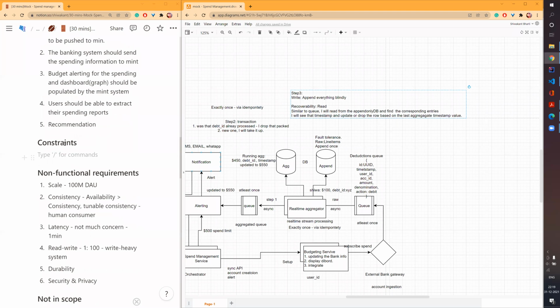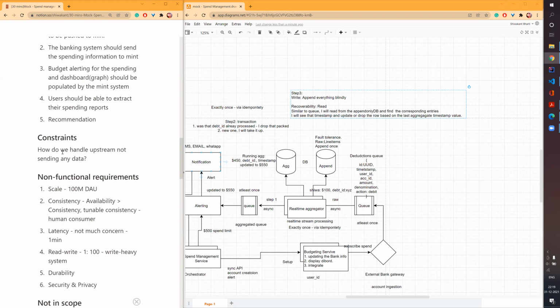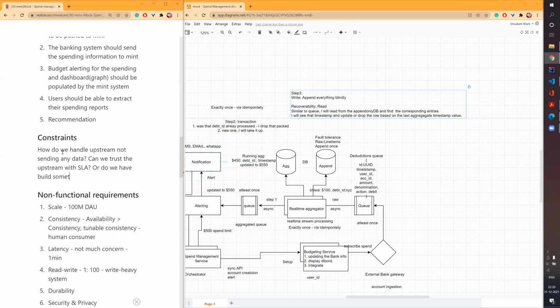So I definitely understand. How do we handle upstream not sending any data? Can we trust the upstream, with some service level agreement, or do we have to build something to confirm it? I think this is a very interesting thing. This is practically something I have faced, so I would definitely agree.